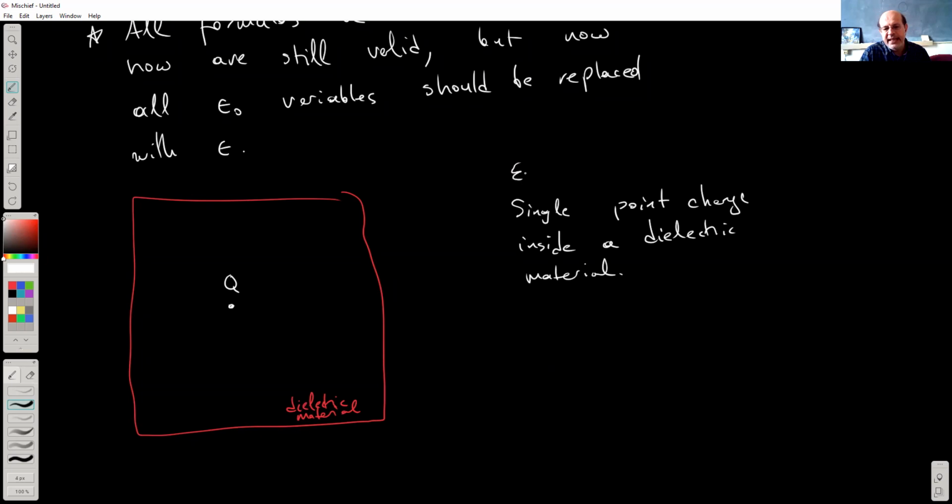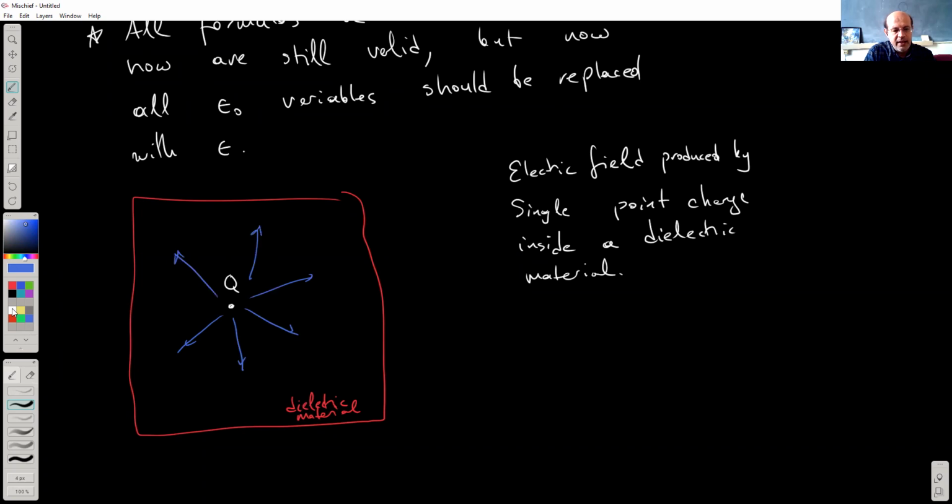Let's say it like this. This is the electric field. I'm interested in the electric field produced by a single point charge inside the dielectric material, right? So this also produces an electric field inside. And I can write down the formula. If I have a point in here, which is at a distance little r from the charge, then the electric field in here is 1/4 pi epsilon q divided by r squared, right? I can still write down the same formula.